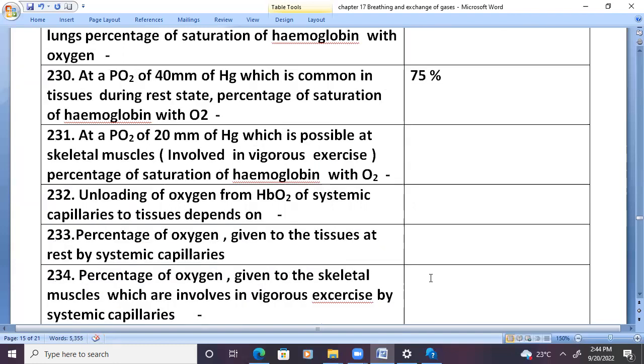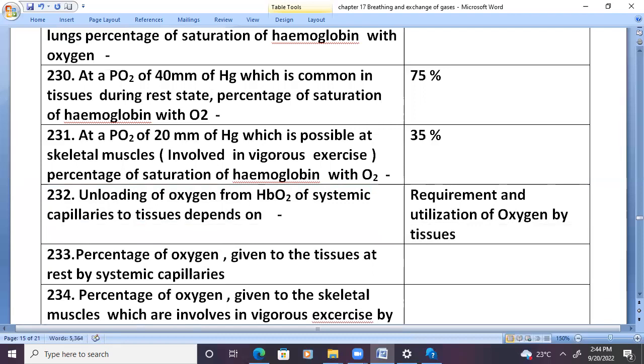At PO2 of 20 mm of Hg, which is possible at skeletal muscle involved in vigorous exercise, percentage of saturation of hemoglobin with oxygen is reduced, and almost 62% is supplied to the tissues because they have very low oxygen. So that's why they have only 35% left over. Unloading of oxygen from oxyhemoglobin of systemic capillaries to tissues depends upon requirement and utilization of oxygen by tissues.